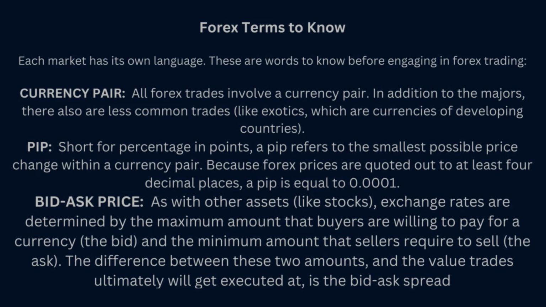Now, pip, short for percentage in profit. A pip refers to the smallest possible price change in a currency pair, because prices are quoted out to at least 4 decimal places. A pip is equal to 0.0001. In the next video we'll explain in detail what pip means on a proper live chart. But have in mind that a pip refers to the smallest possible price change within a currency pair. So it's pip we use in calculating price changes in the forex market.